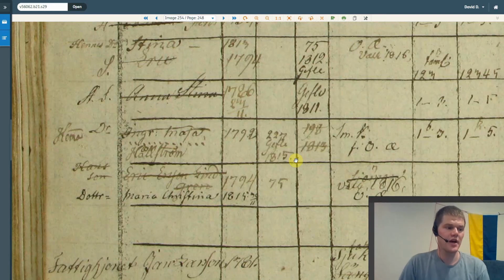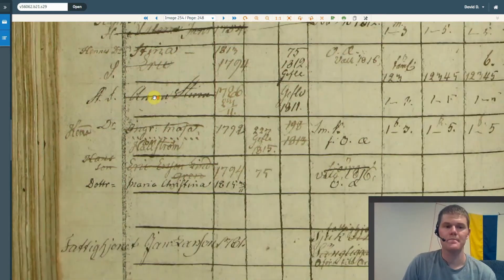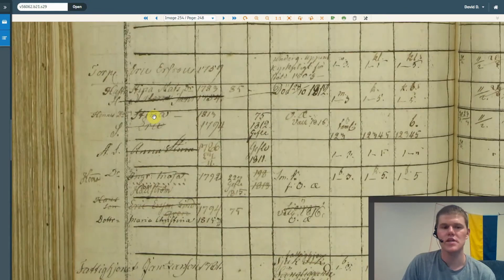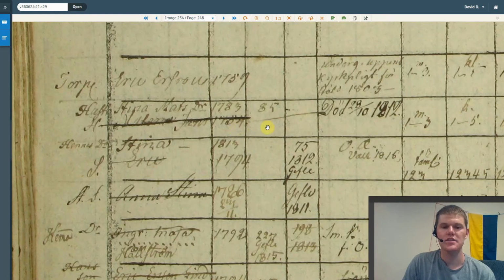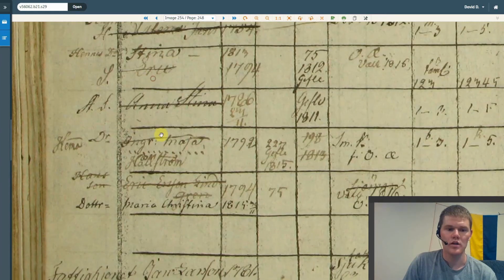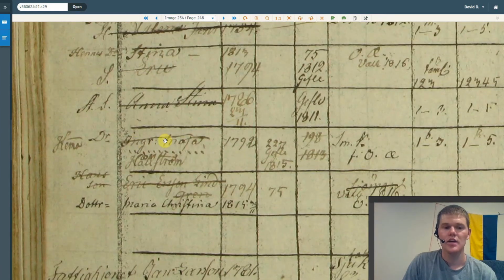Sometimes, most of the time actually, when someone is crossed out, it means that either they died or they moved. So this person right here died. D-O with 2 dots above it. D means died, death. While other people, like this person right here, she just moved out. So that's why the names are being crossed out.